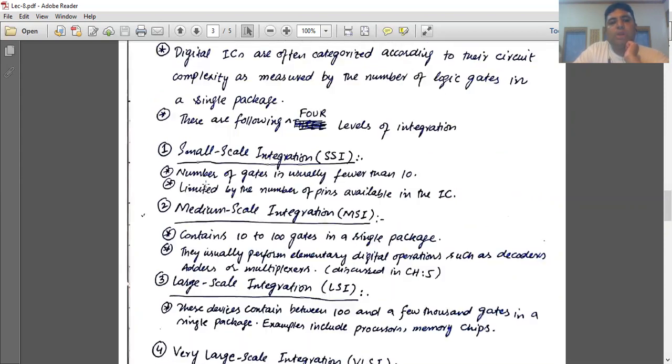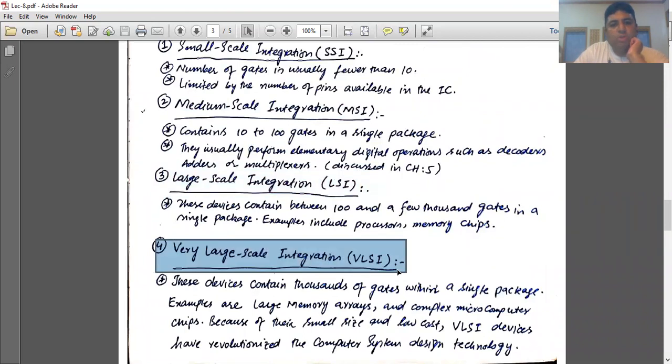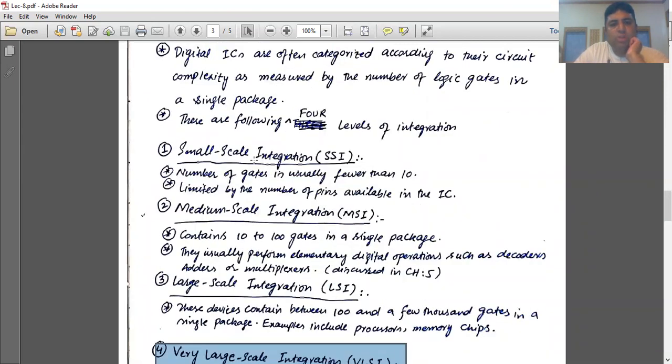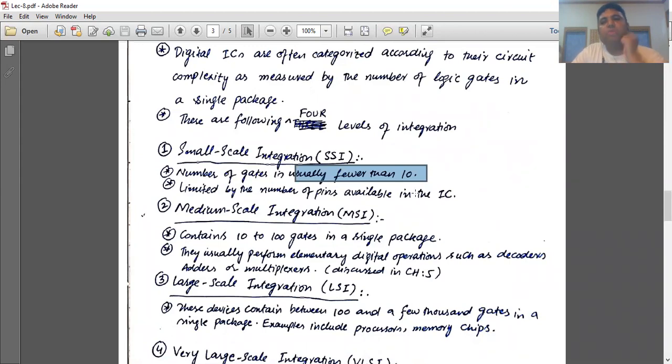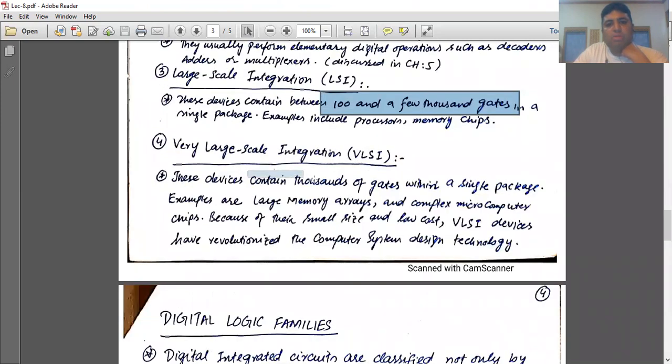So there are levels of integration. There are four levels of integration. One is small scale integration, second is medium scale integration, third is large scale integration, and fourth is very large scale integration. What is the difference between these four levels of integration? Small scale integration usually has fewer than 10 gates inside the chip, just like the chip you have used in your lab. Medium scale integration has 10 to 100 gates inside a single package, large scale integration has 100 to a few thousand gates inside the chip, and very large scale integration has many thousands of gates inside a single package.